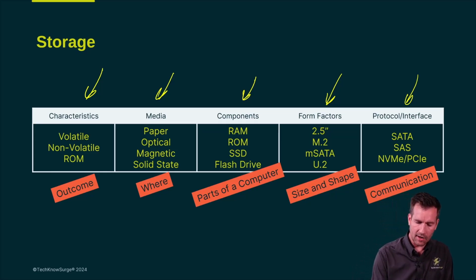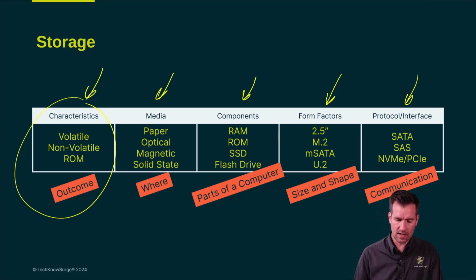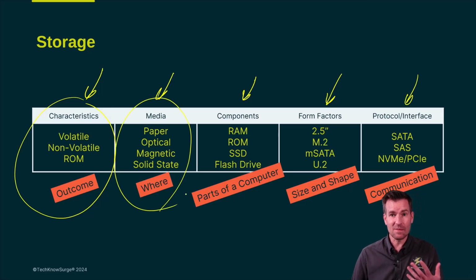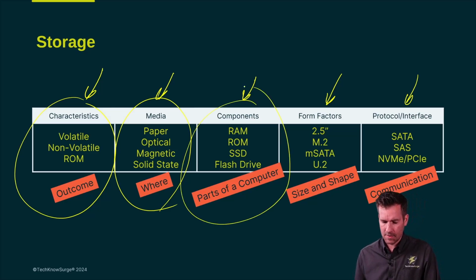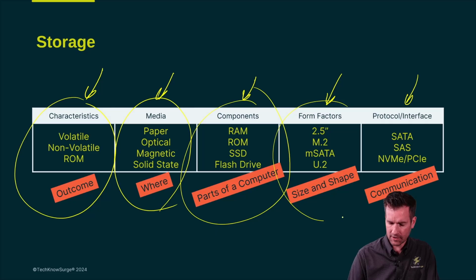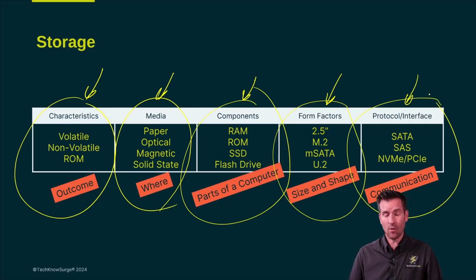So the characteristics are kind of the outcome, what it is that we're trying to achieve. The media is what it's actually being stored on, where it's being stored onto. We have the components, which are different parts of the computer. We have the form factors, which is the size and shape, and the protocols and interfaces, which is how it actually interfaces with the computer.